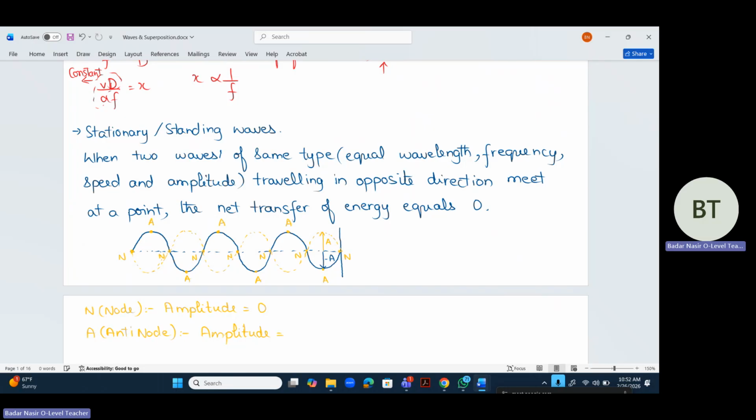An antinode is a point where the amplitude is maximum. I hope we have understood what stationary waves are and how stationary or standing waves form. Please remember the distance between two consecutive nodes is equal to half of the wavelength, and the distance between a node and an antinode is equal to a quarter of the wavelength.